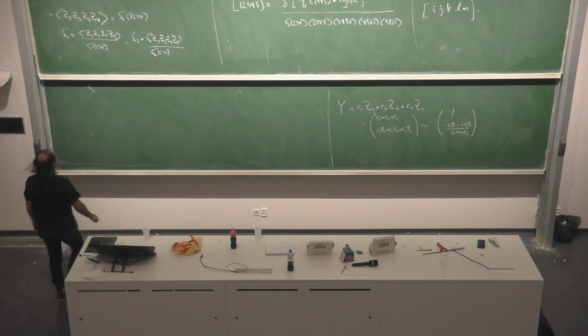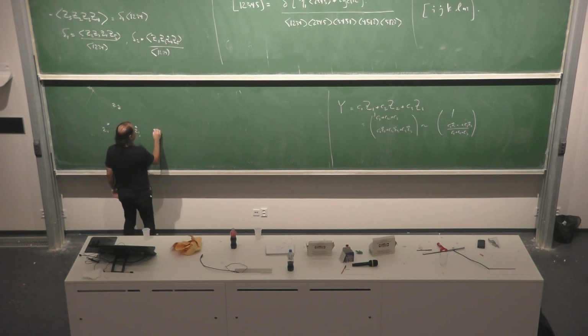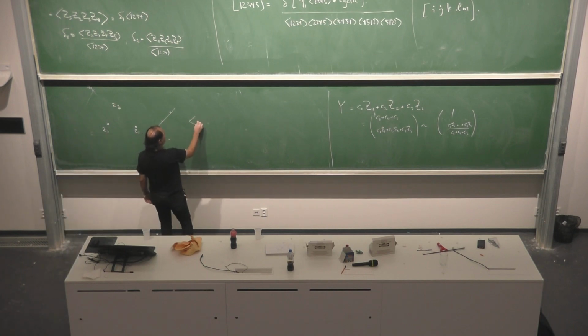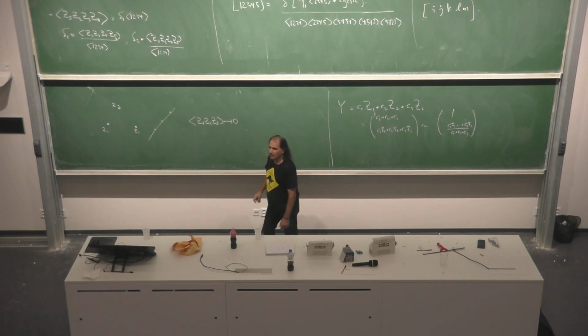So let's say you have 3 points, Z1, Z2, Z3. Again, the only special configuration they could be in is if they were collinear. And if they're collinear, it means that this bracket Z1, Z2, Z3 has gone to 0. Okay?